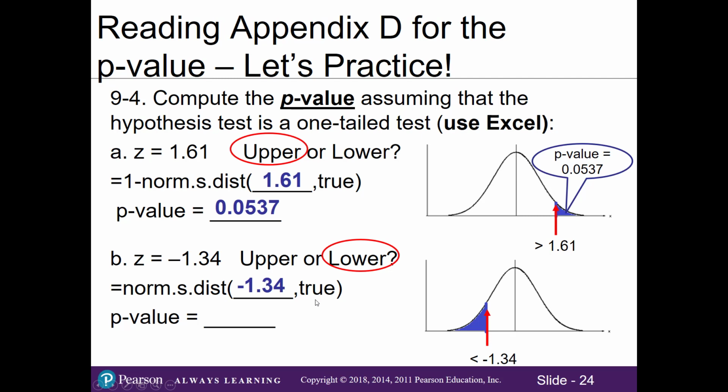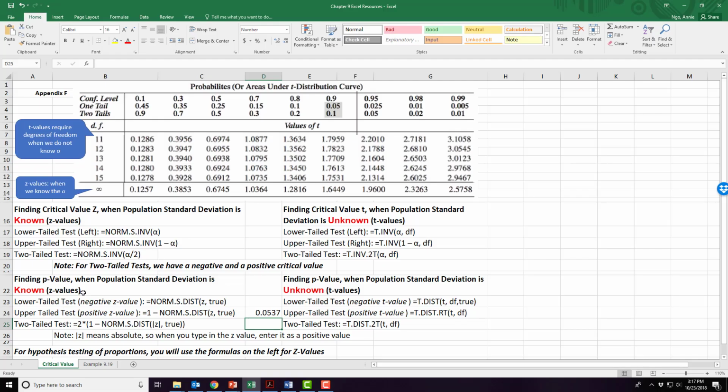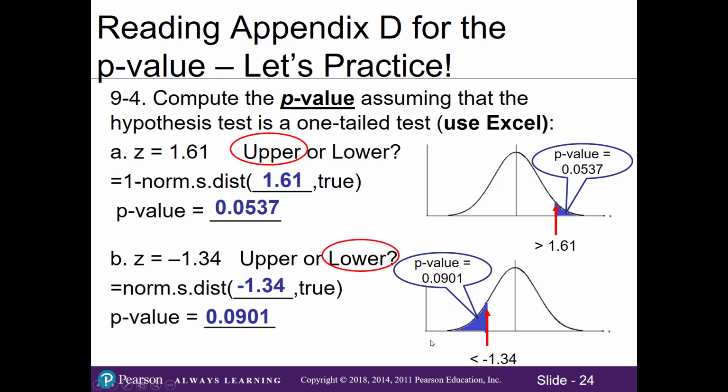So let's see it in Excel. Again, here we're finding our p-value when we know the population standard deviation because it was a z-value. And since it's a lower tail test, that means we have a negative z-value. I'll type in equals norm.s.dist, parentheses, our z-value was negative 1.34, comma, true. And so our p-value is 0.0901.